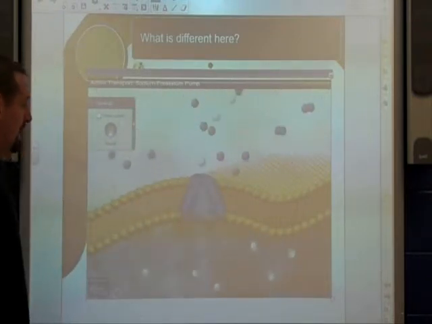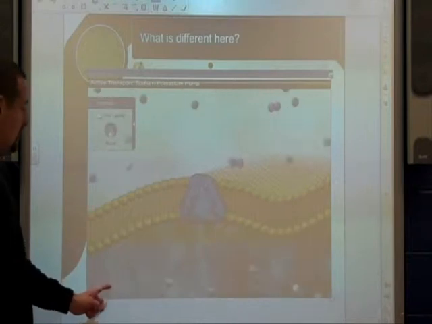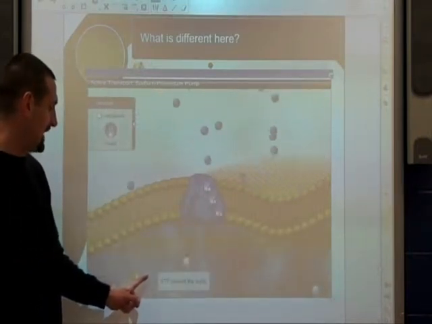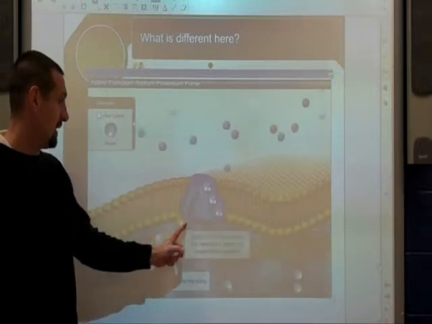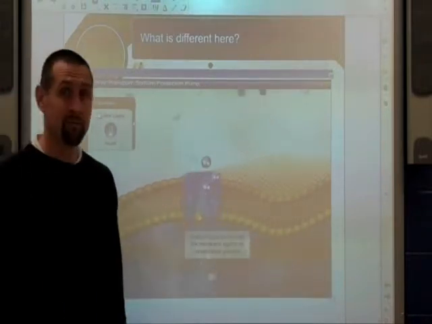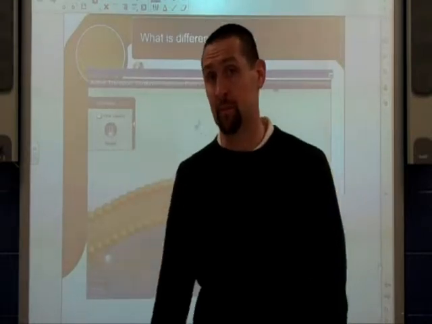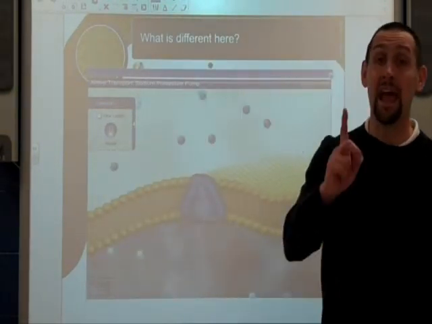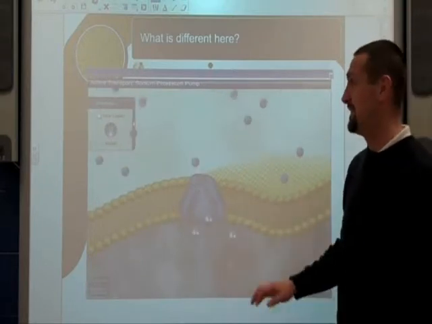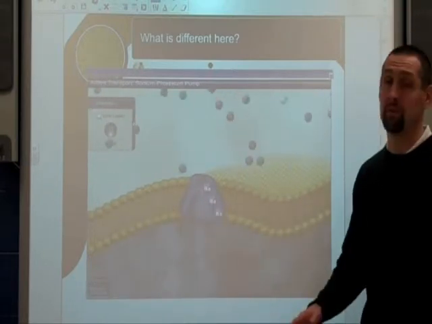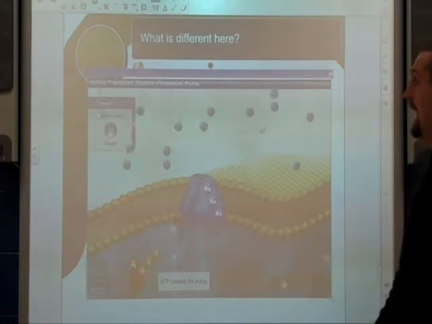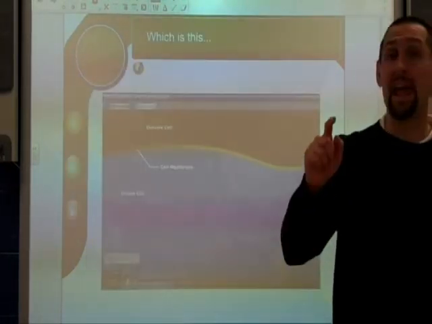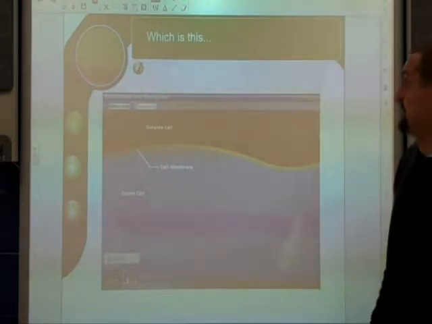Now, notice what it requires for that to happen. In order for that to happen, this molecule right here called ATP is going to activate that pump. This is called active transport. The transport is going against the concentration gradient, and it requires energy. That didn't happen with our other examples, osmosis and diffusion. But with active transport, we go against the concentration gradient, and it requires energy.